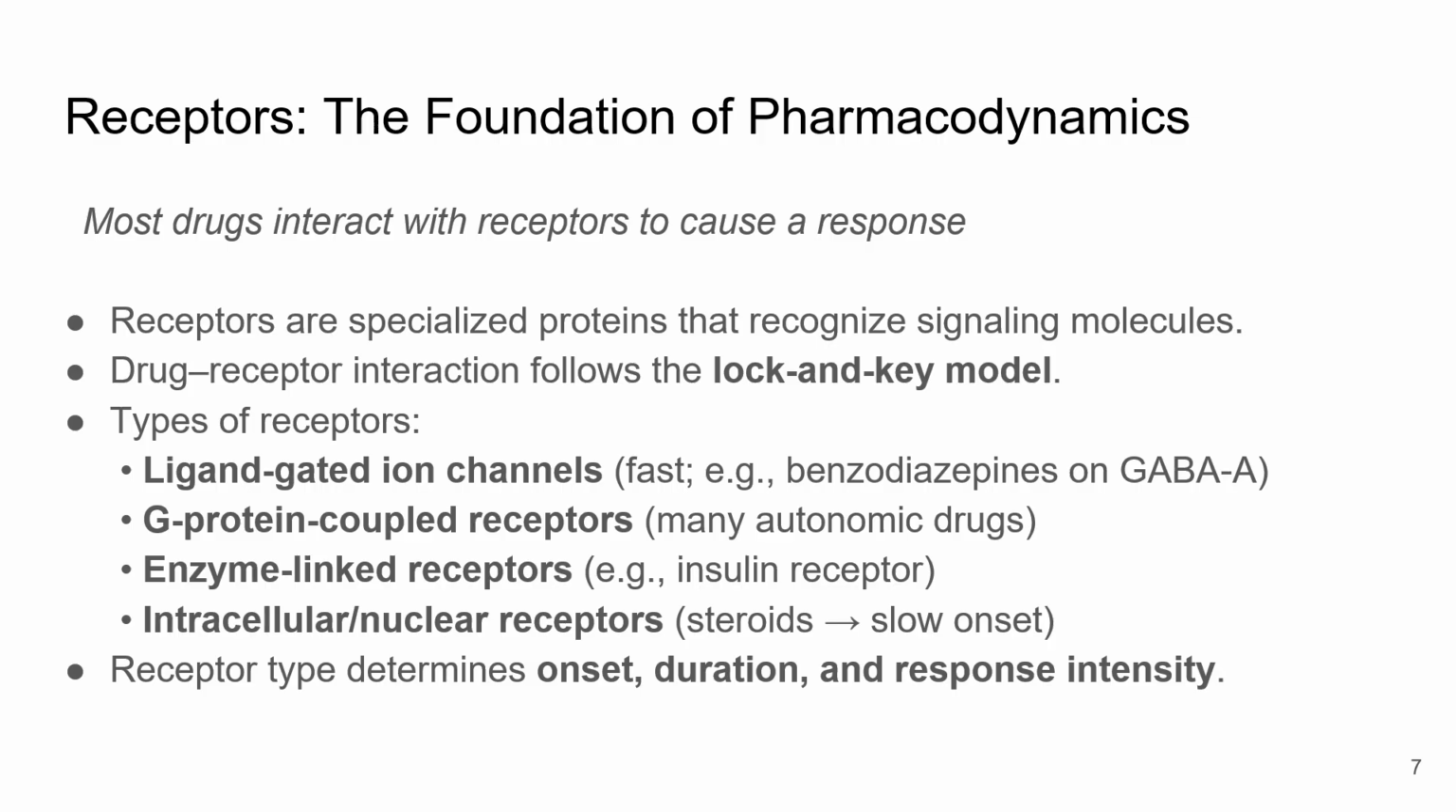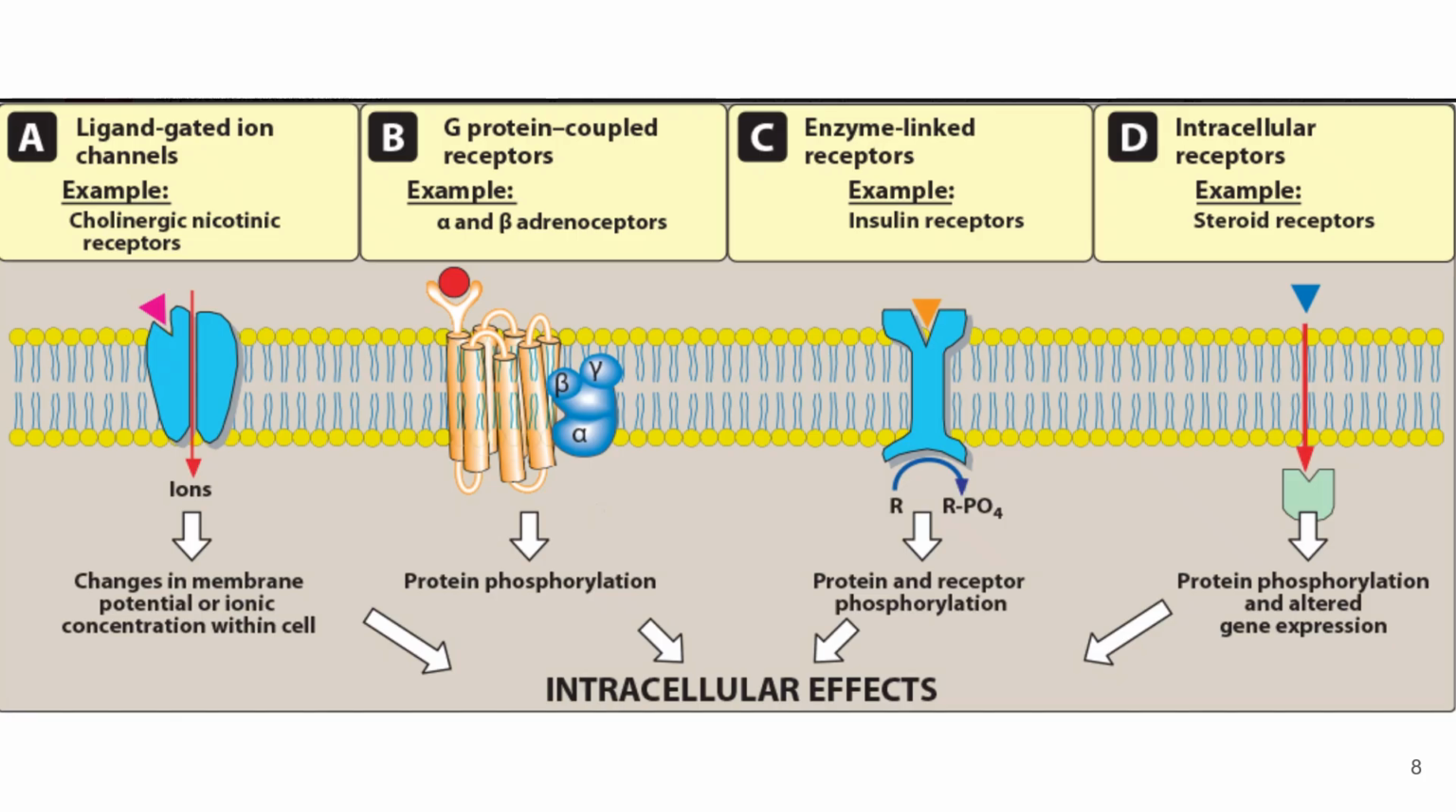Overall for the slide, the key takeaway is that the receptor type determines how fast a drug works, how long it lasts, and how strong the response will be, which is why understanding the type of receptor is central to pharmacology. This slide is just giving you a visual of what we just talked about in detail for the different types of receptors.